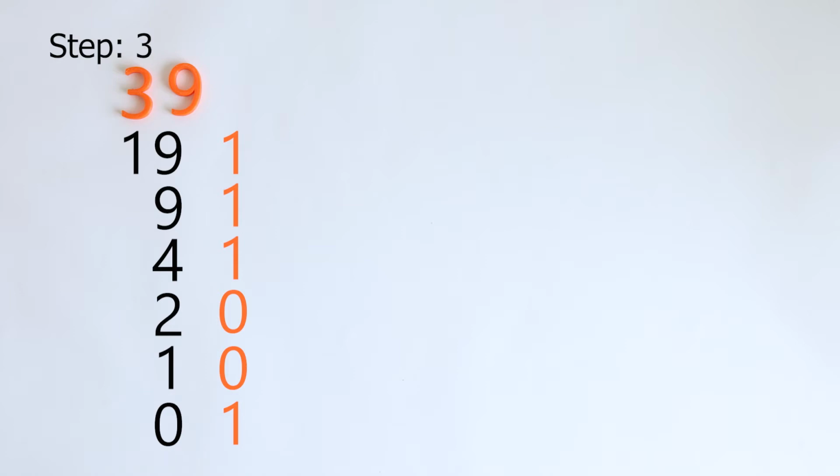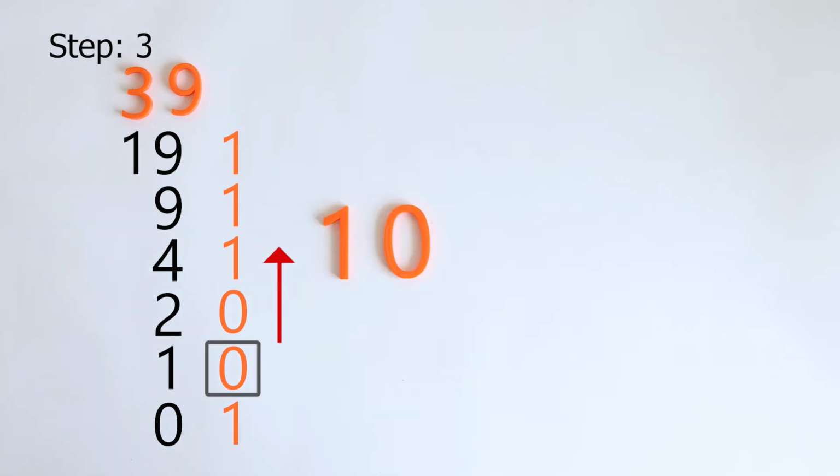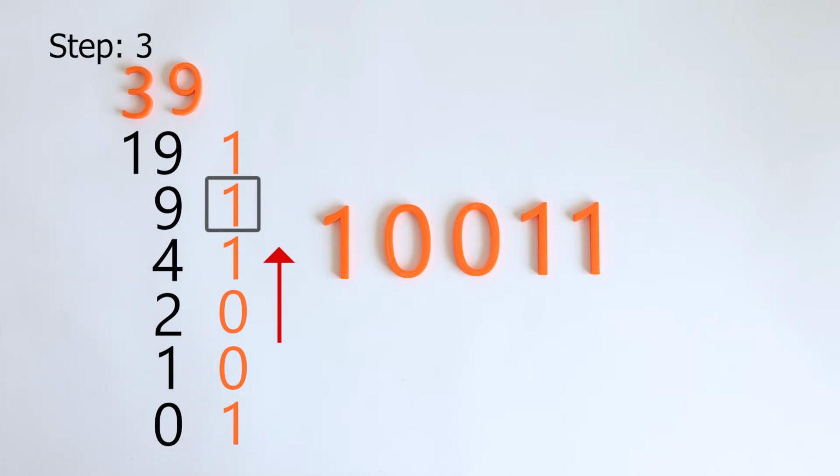In step 3, we simply write out the remainder starting at the bottom. It's really important we start at the bottom. So we have 1, 0, 0, 1, 1, 1, which is 39 in binary, so we've completed our conversion.